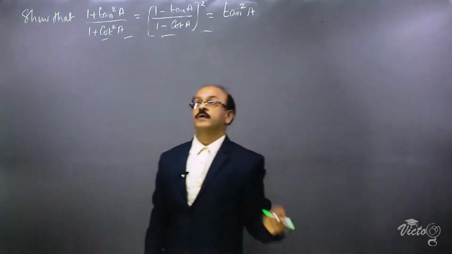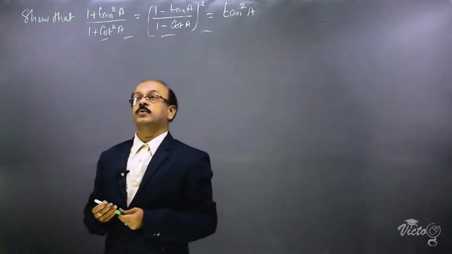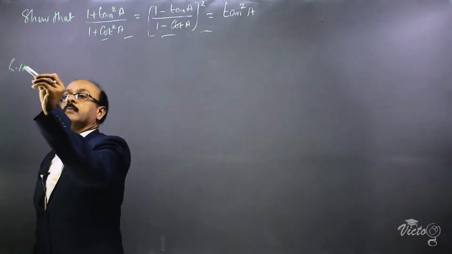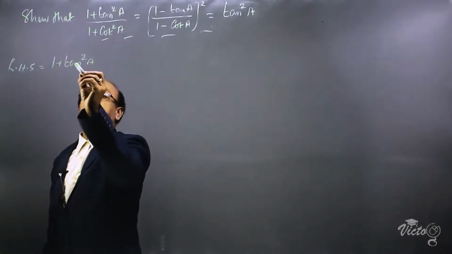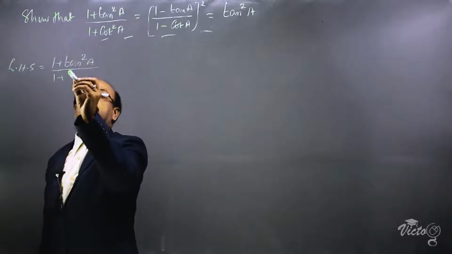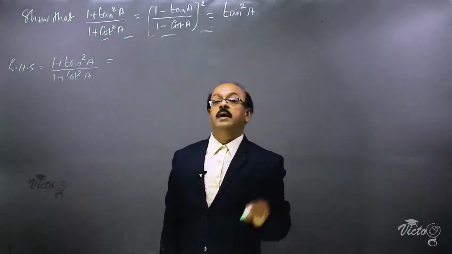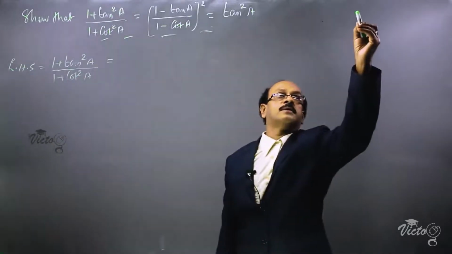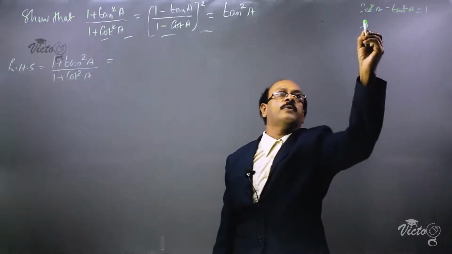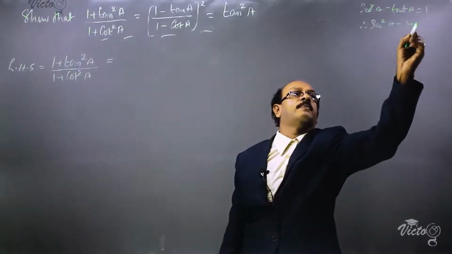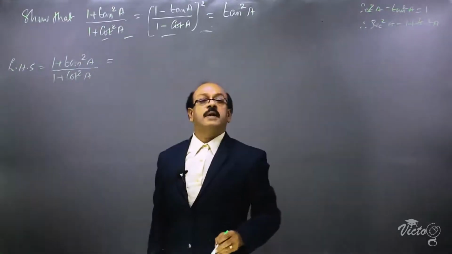We have to find out two results from this single question. First of all, we are taking 1 plus tan square A by 1 plus cot square A as the LHS. LHS is equal to 1 plus tan square A divided by 1 plus cot square A. Please remember the identity: sec square A minus tan square A is equal to 1. Therefore, sec square A is equal to 1 plus tan square A. So we can use this identity here: 1 plus tan square A is equal to sec square A.